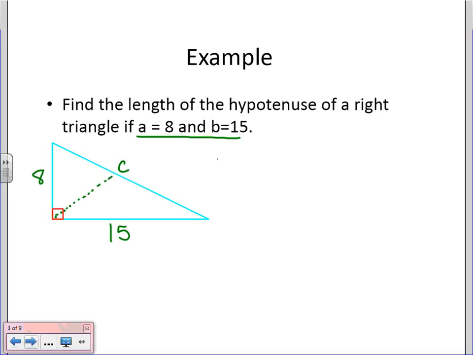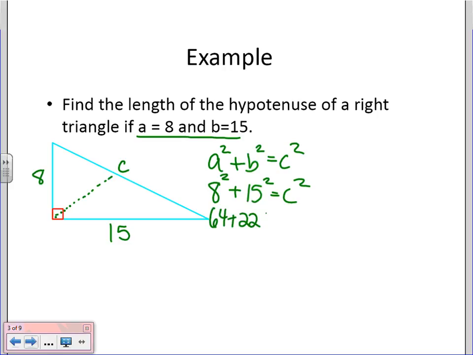Okay, so our Pythagorean theorem is A squared plus B squared equals C squared. And I just plug in 8 squared plus 15 squared equals C squared. And then we solve. 64 plus 225 equals C squared. 289 equals C squared. And I want to solve for C, so I take the square root, those cancel. And the square root of 289 is 17. So C equals 17.